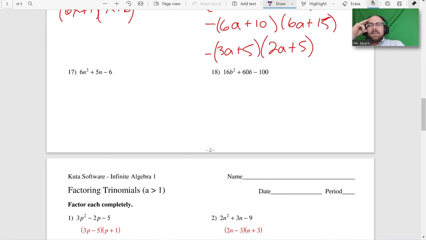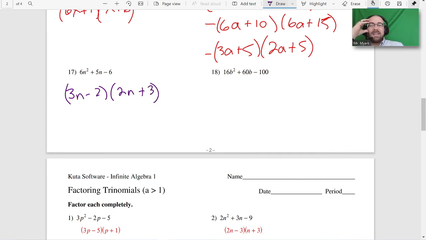So anyways, 6 and negative 6, that's going to be negative 36. 1 and 36, 2 and 18, 3 and 12, 4 and 9. There we go, 4 and 9. So 4, negative 9? No, negative 4, positive 9. Yeah, negative 4, positive 9. So the negative 4, we would divide that by 2. And the positive 9, we would divide by 3. And that gives us the answer.